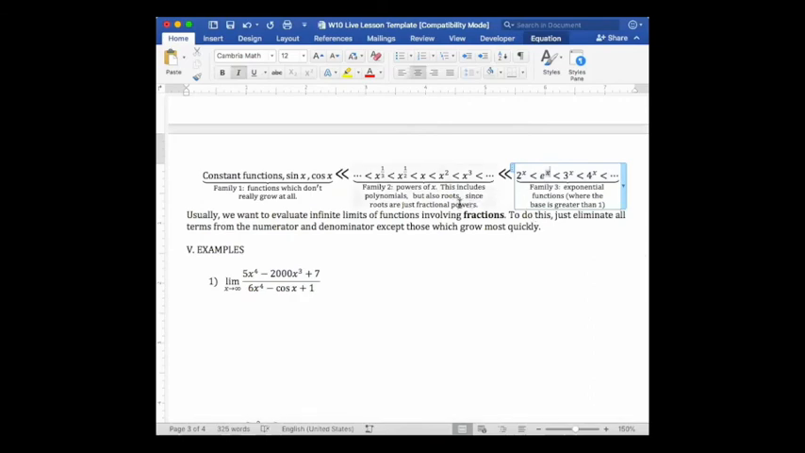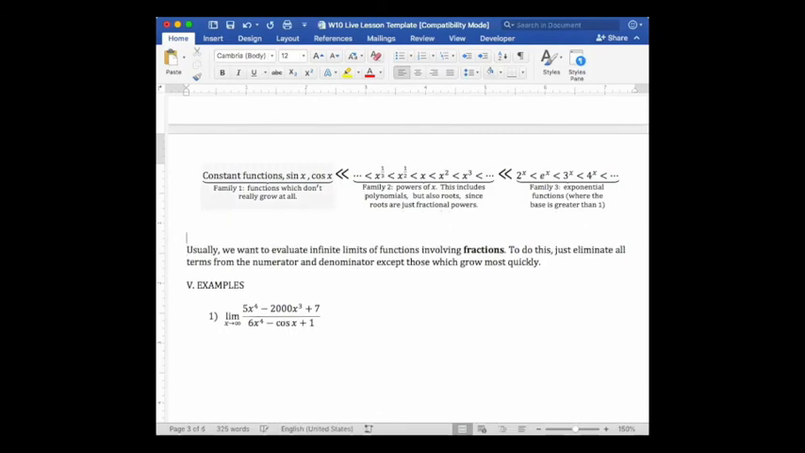Maybe you noticed that I didn't include logarithms in here. They do have a role. Logarithms are actually slower growing than the power functions, but in the examples you're going to be doing in this worksheet, you won't be looking at any logarithm terms. So this is a slightly simplified picture, but I really want to emphasize before doing the examples what this hierarchy is telling you.